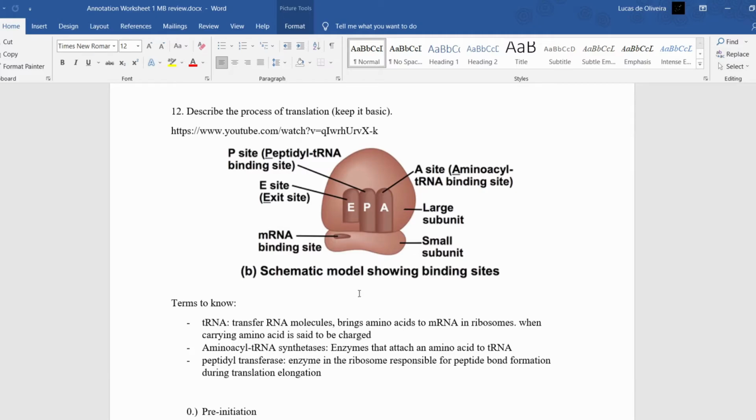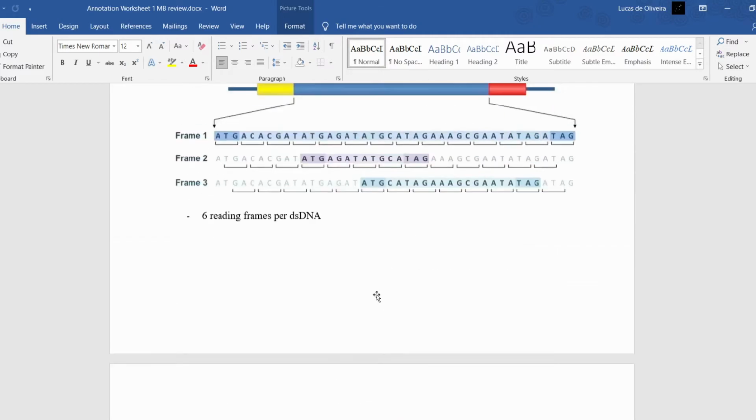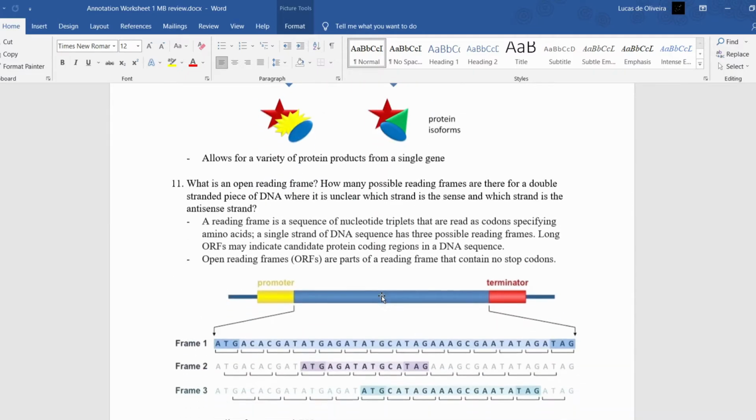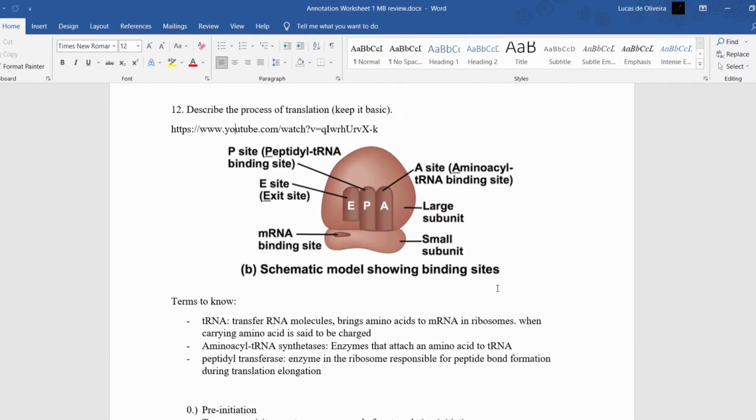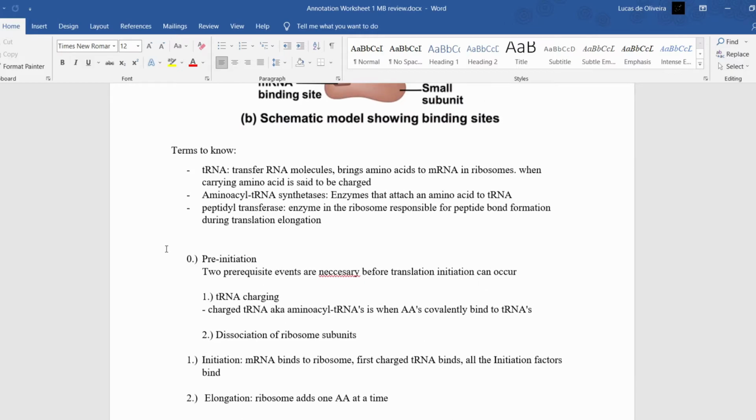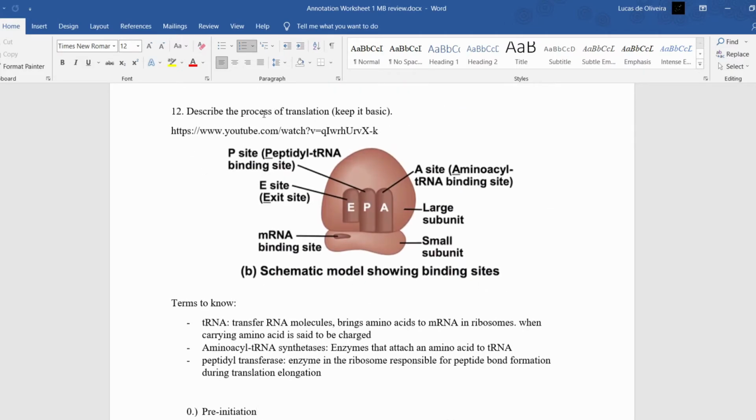All right, so translation now. We pretty much beat transcription like a dead horse. I feel like we've gone through it decently. But now translation. I included here a YouTube link that goes through a little animation of how it works. Just to start off, I wanted to talk a little bit about pre-initiation. Translation as a whole is just, in one sentence, changing from mRNA into protein, right?